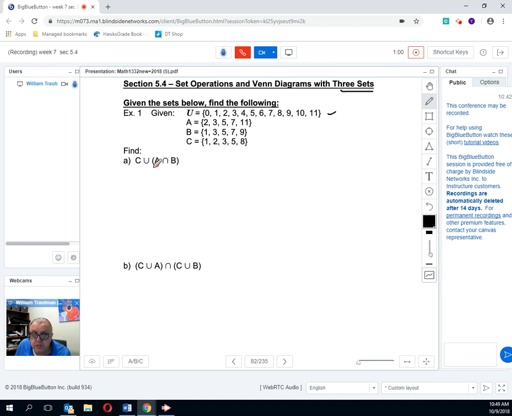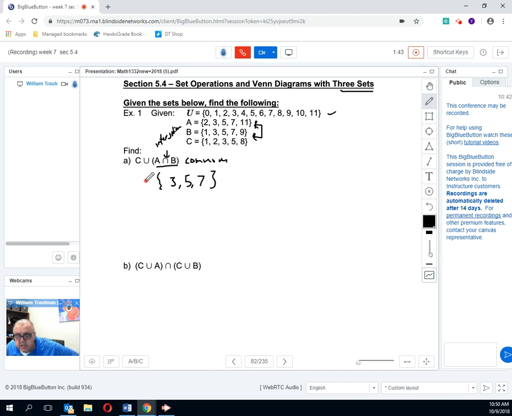You always work what's in the parentheses first, order of operations. That symbol right there is intersection. Intersection means what's in common. So I'm going to write the set for what's in common between A and B. If you look, 3 is in common with A and B, 5 and 7. Those are the only numbers in common with sets A and B.